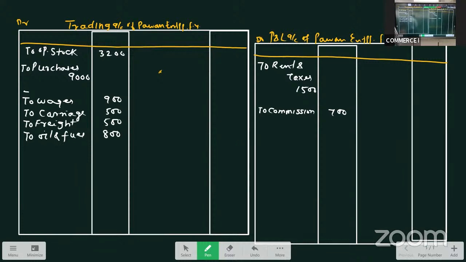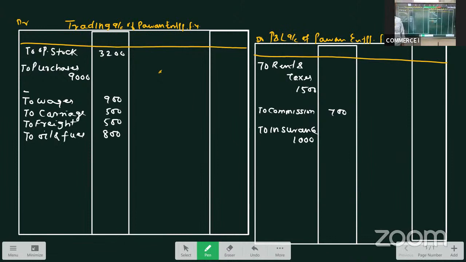Debtors, asset. Cash, asset. Accrued interest, it is also an asset. Accrued means we have earned, but it is not due or we have not received. We have earned the interest, but it is not due, so it is our asset. Insurance. Insurance is a P&L item. I'll take it here, to insurance, and the amount is 1,000.